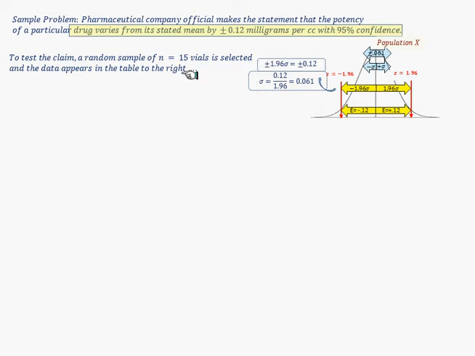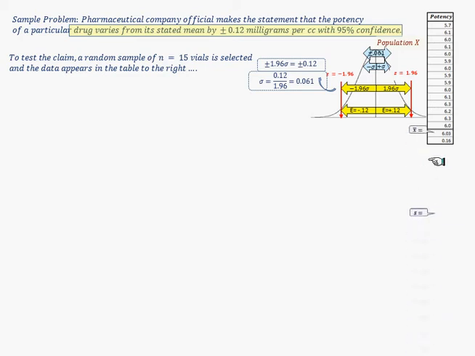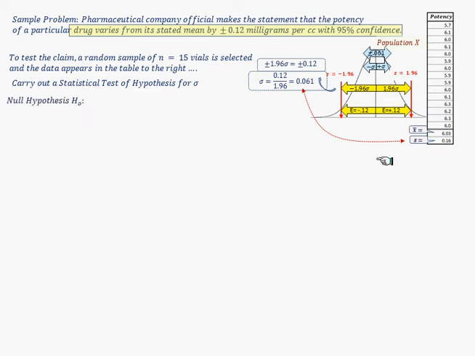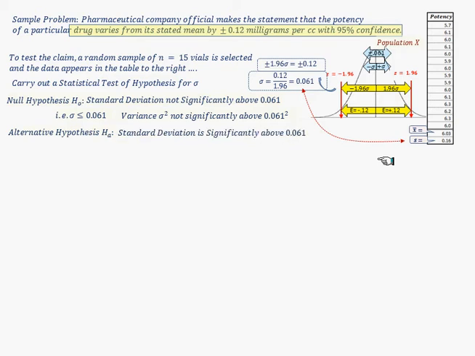To test the claim, we take 15 vials. Here's our data here. Here's our sample mean, and here's our standard deviation. So we're going to test the degree of difference between these two estimates of sigma: proclaimed to be 0.061, our results 0.16 milligrams per cc. The null hypothesis: there's no significant difference. The alternative is that the standard deviation is significantly above. Note that we're not concerned with the standard deviation being lower because that means generally more certainty.